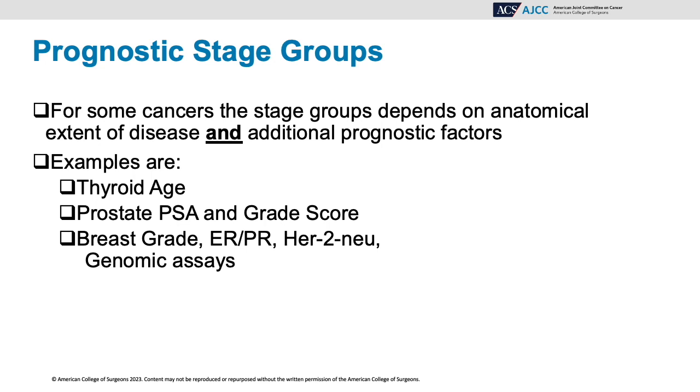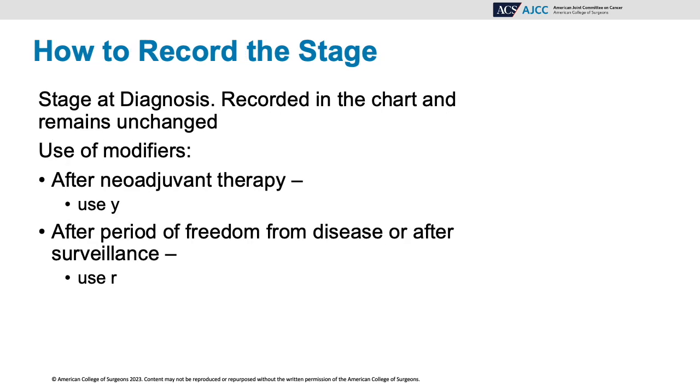For some cancers, the stage group depends on anatomic extent of disease and additional prognostic factors. Examples are thyroid, where age is taken into consideration, prostate, where PSA and grade score are taken into consideration, and breast cancer, where ER, PR, HER2, and genomic assays are used to provide us more information on the patient's outcome. The stage at diagnosis is recorded in the chart and remains unchanged. Remember to use modifiers such as Y for neoadjuvant treatment and R for recurrence after a period of time.